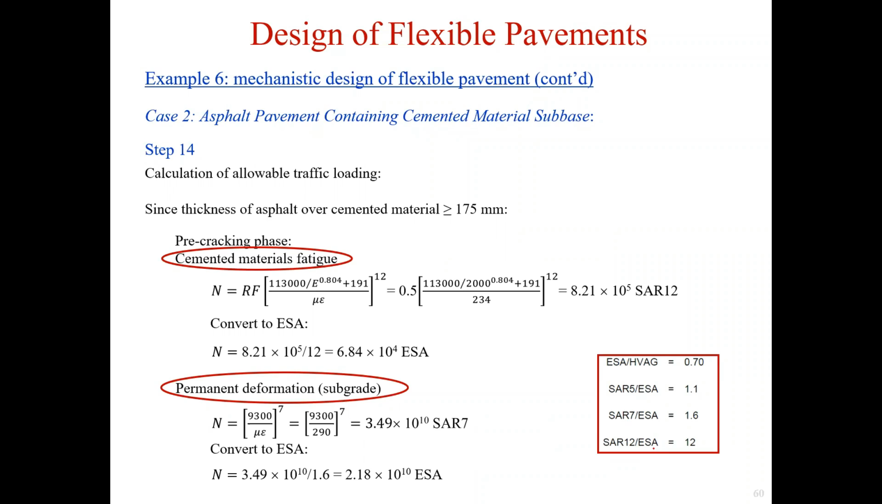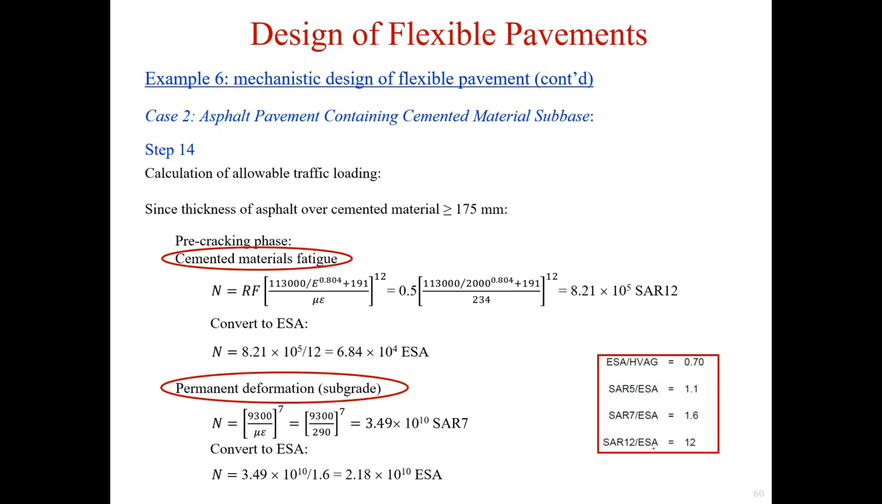Step 14 is the calculation of allowable traffic loading. Because the thickness of asphalt over cemented material is 175 millimeter, we need to calculate for both the pre-cracking and post-cracking phases. To calculate the total allowable loading of the pre-cracking and post-cracking fatigue phases, the allowable loading needs to be expressed in terms of equivalent standard axles, ESA, rather than standard axle repetitions, SAR.